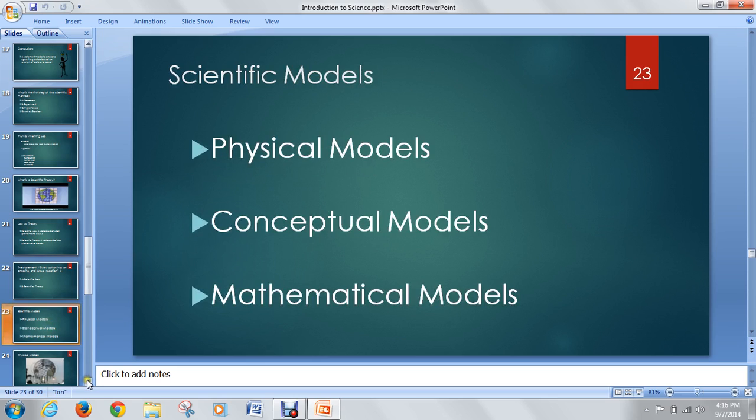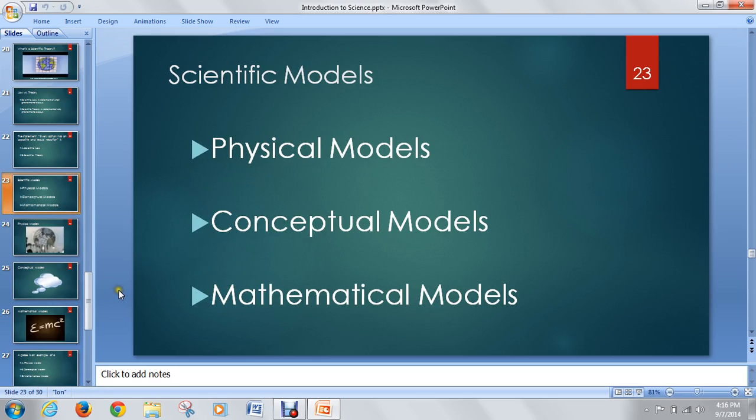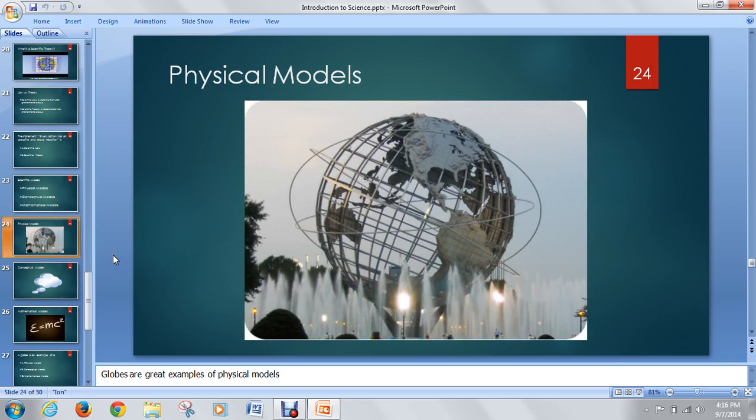Okay, the next thing we talked about was scientific models. Okay, so there are 3 different types of models. Okay, and every type of model is used to help us understand a complex system by breaking it down into something that is simpler. Okay, so for example, let's think about a globe.